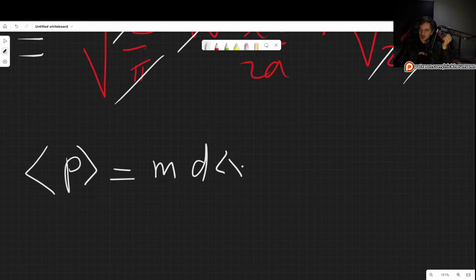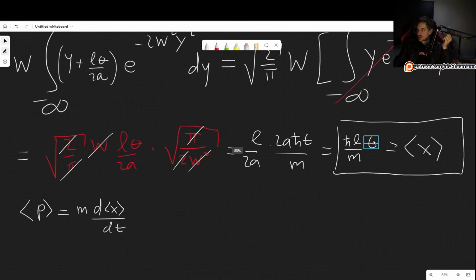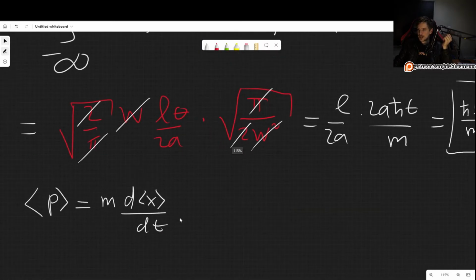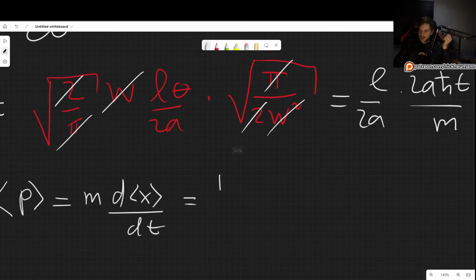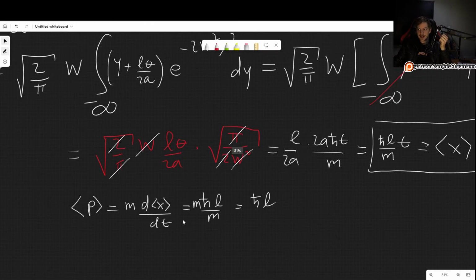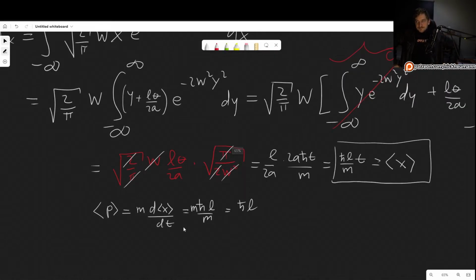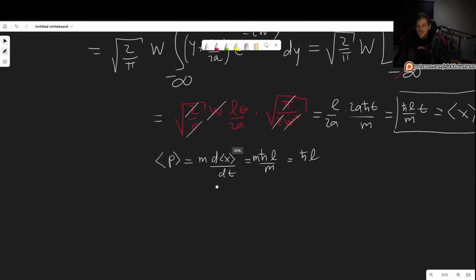Now, finding the expectation value of momentum is very simple because this is simply m times the derivative with respect to time of x. So let's take this thing right here, derive it with respect to time, and we get that the expectation value is h bar L over m times m. So simply h bar times L. Pretty simple.